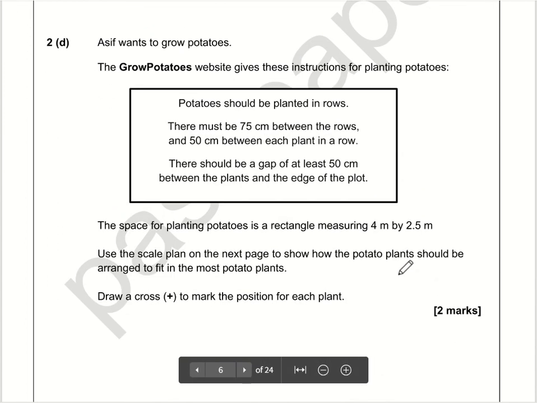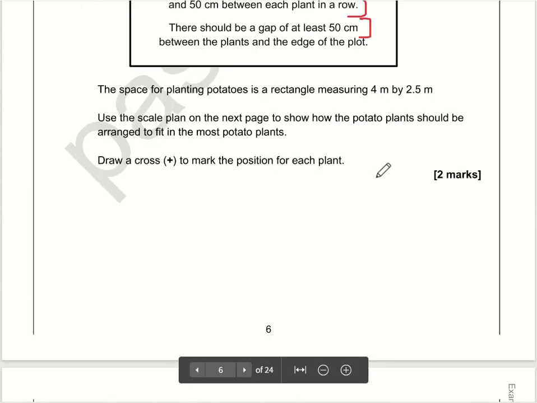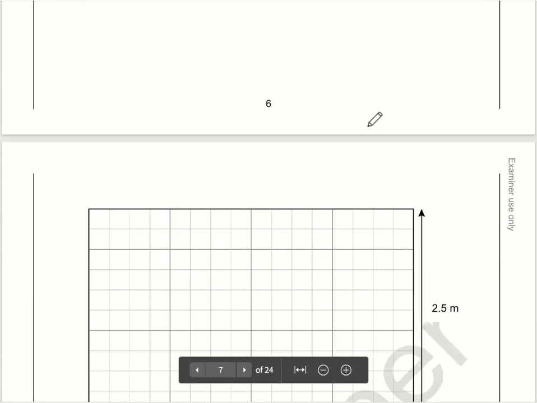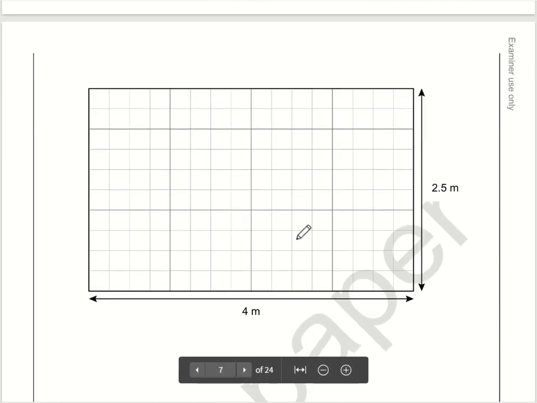Okay, so a few key things: 75 centimeters between rows, 50 centimeters between a plant, and a gap of 15 centimeters between the plants and the edge of the plot. So let's deal with that last bit first of all. We can't just plant a potato right in the corner there.